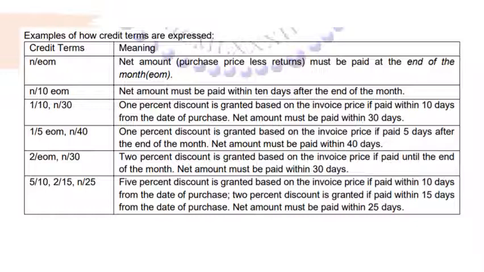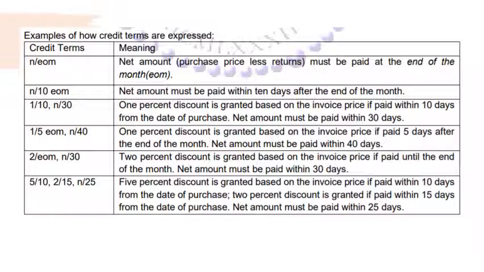But since this is N over EOM only, it did not indicate the discount or the discount rate, so we have to pay in full the entire amount less any returns on September 30, because that is the end of the current month. If it is N over 10 EOM, that's 10 days after the end of the month, we have to pay in full 10 days after the end of the month for this month.